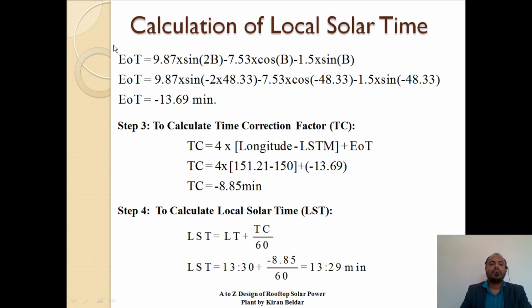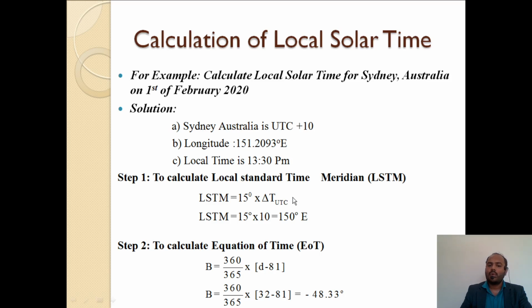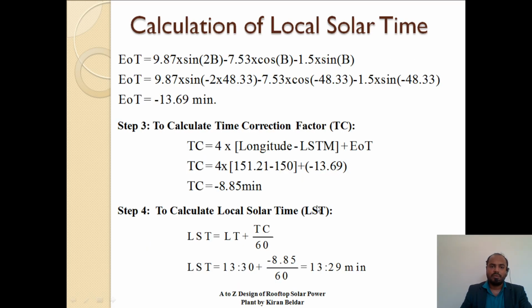We put this value in the equation of time equation, which is 9.87 multiplied by sine of 2B, minus 7.53 multiplied by cos of B, minus 1.5 multiplied by sine of B. Putting in the value, we ultimately get the EOT as minus 13.69 minutes. So in step number 1, we calculated the local standard time meridian. In step number 2, we calculated the equation of time value.